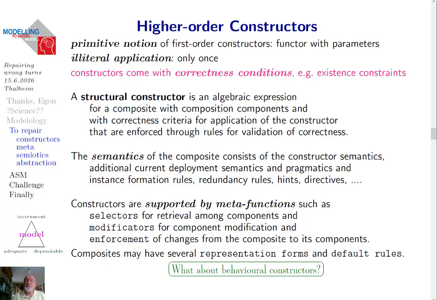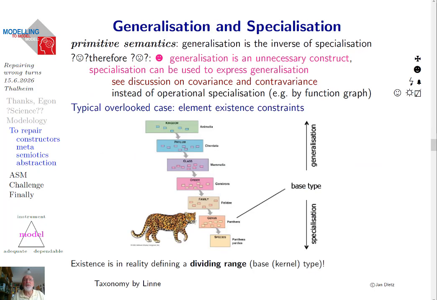A structural constructor can be defined as an algebraic expression for a composite with some composition components, like we do in first-order predicate logics, with a correctness criteria for the application of the constructor that are enforced through rules for validation and correctness. That means a constructor comes with a semantics. And then in this case we need to have an understanding of what it would mean that such a constructor is proper. Let's look at an example.